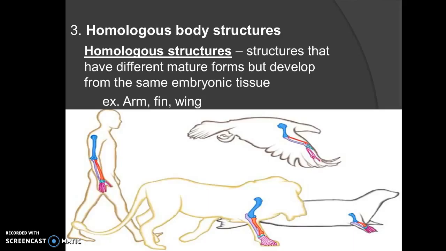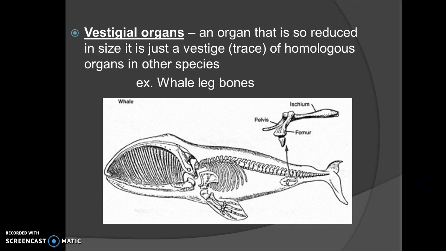Homologous body structures. These are structures that have different mature forms but actually develop from the same embryonic tissue. So a person's arm is the same bone number and somewhat structure as a wing of a bird, which is the same structure, see the bones there, same number as a fin, okay, and this leg of the lion. So they all are similar, which shows common ancestry.